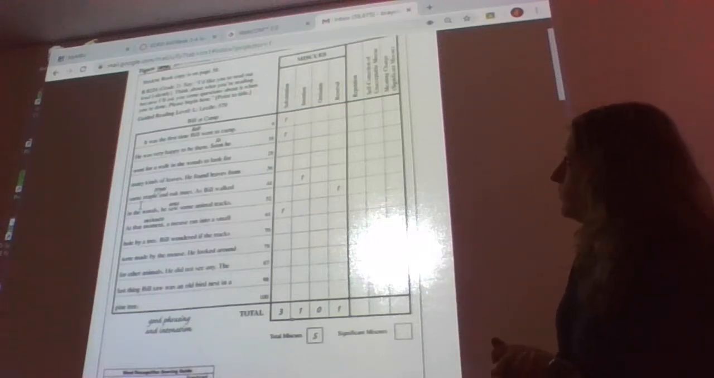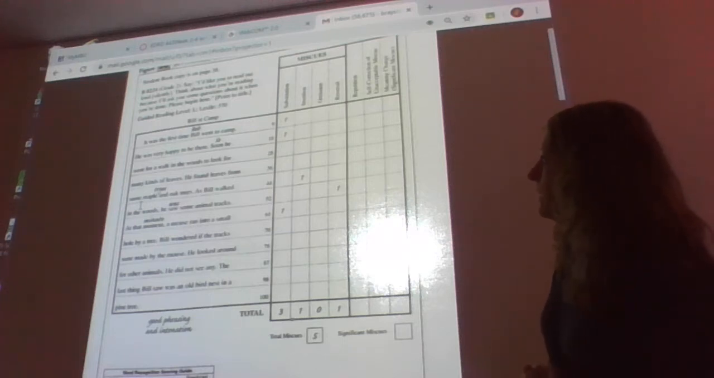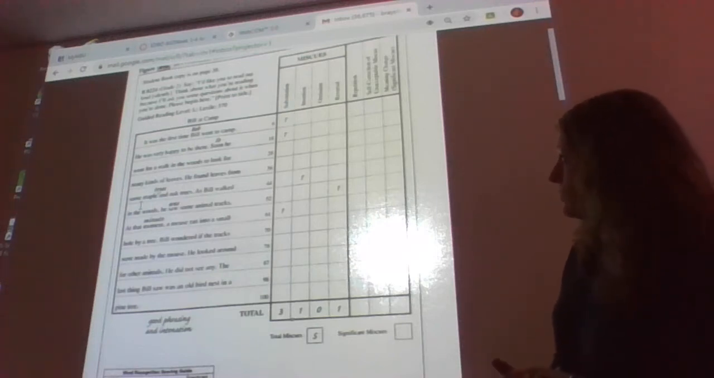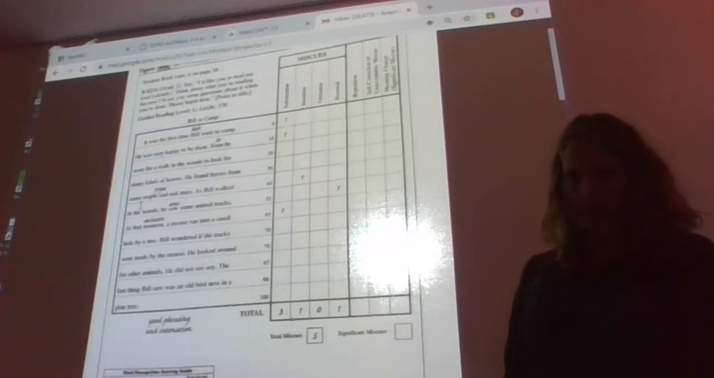So Bob for Bill was a substitution, so you mark 1 substitution. He was very happy to be there, so he went for a walk in the woods to look for many kinds of leaves. So he said "so" for "soon," which is also a substitution. He found leaves from some maple trees and oak trees. So the examiner put 1 for an insertion.